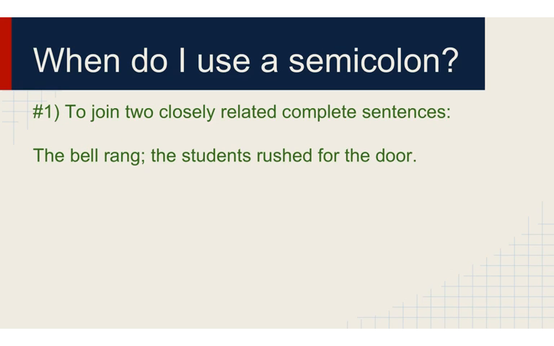Now, a semicolon's a bit different. It's the one that looks like it's got the dot on the top and a comma on the bottom. Also, sometimes used to make a winky face. However, it also has a punctuation-based usage as well. Its first usage is to join two closely related complete sentences. So it's one of the ways to correct a run-on if your two sentences are very similar or talking about the same thing. The bell rang; the students rushed for the door. Separates two closely related complete sentences.